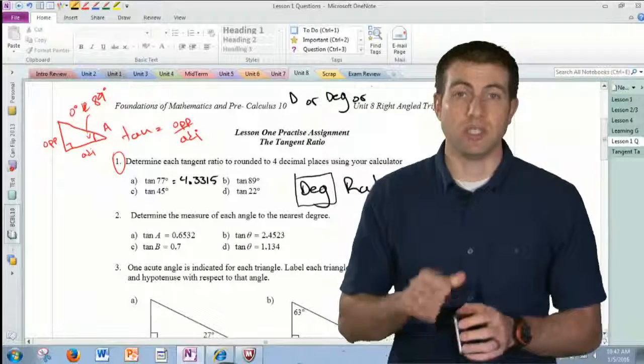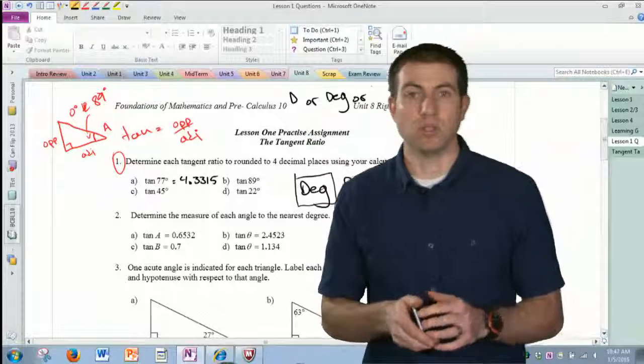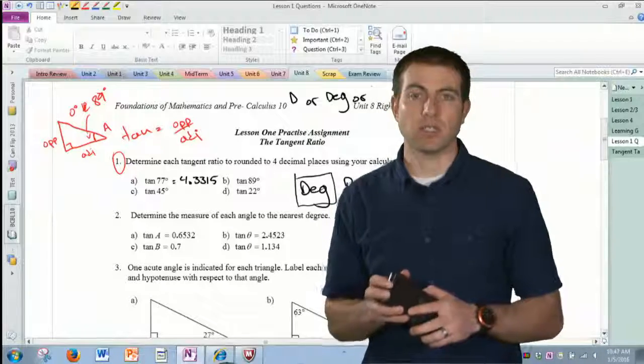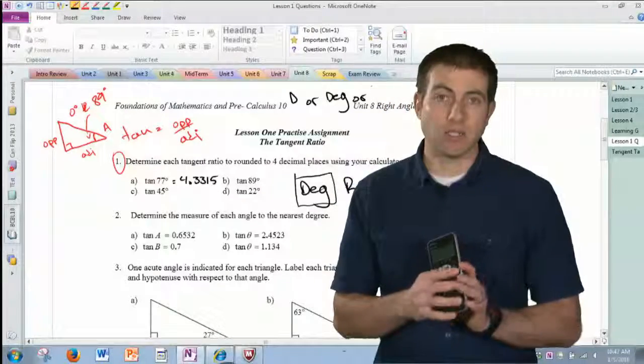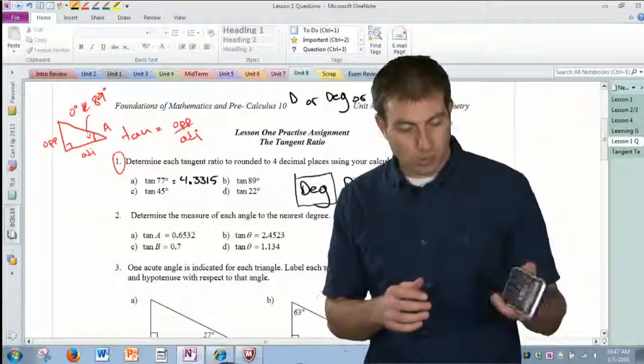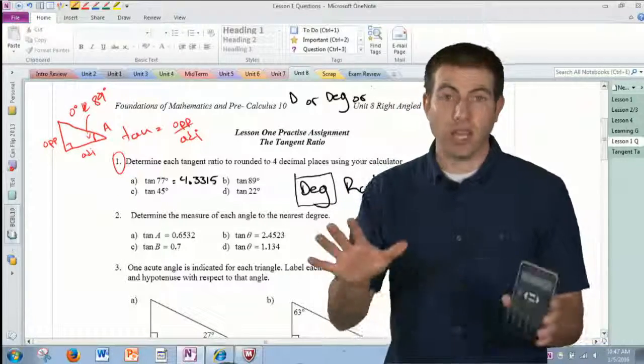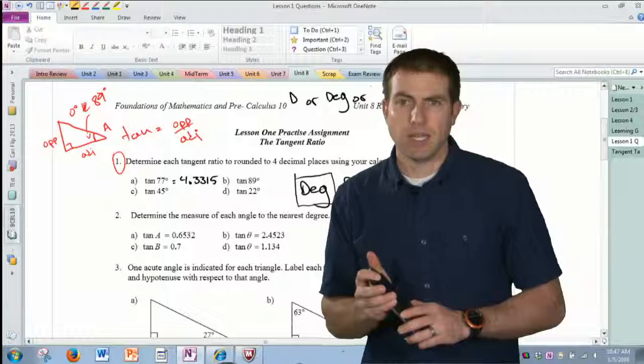Sometimes your calculator will just default to radians, or maybe your older brother or sister was using it and they were doing calculations in radians. Your calculator has to be in degree mode. So if you're getting this 4.3315, it's all good. You don't have to worry about it.